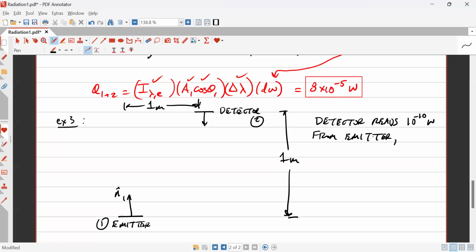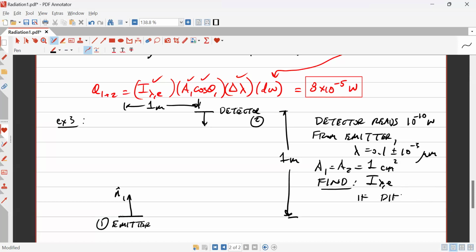The emitter has a range of lambda equals 0.1 plus or minus 10 to the minus 3 microns. The area of the emitter and the detector is 1 square centimeter, about the size of a postage stamp. So after all this, we want to find what the diffuse emission intensity is, if it's diffuse.